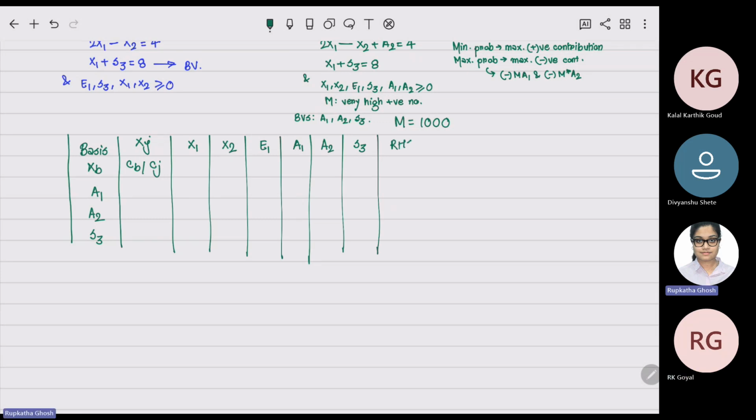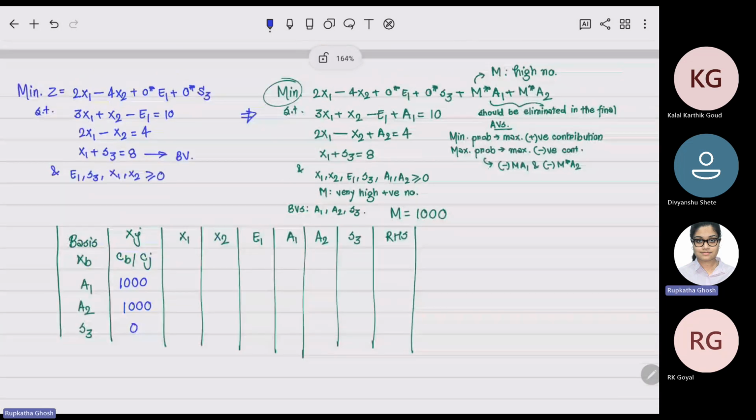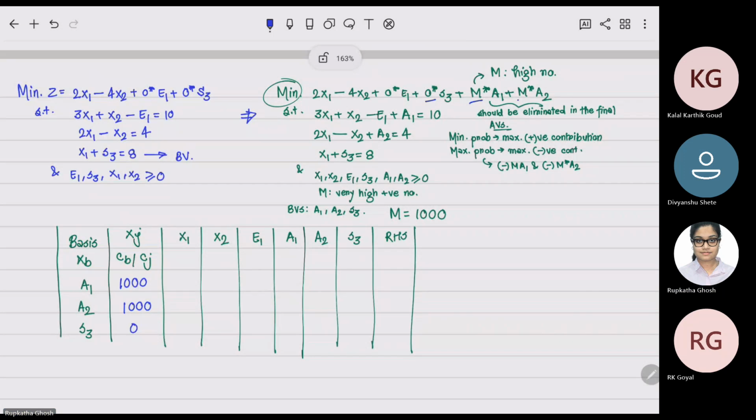And this is your right hand side. What is CB, CJ? Nothing, these are just coefficients. Okay, I will tell you what they are. For A1, I assumed a value of M as 1000, right? And S3 is 0 in your objective function. So these values you put here. What about X1, X2? That would be 2 and -4. E1 is again 0, then 1000, 1000, 0. Got it? Yes.